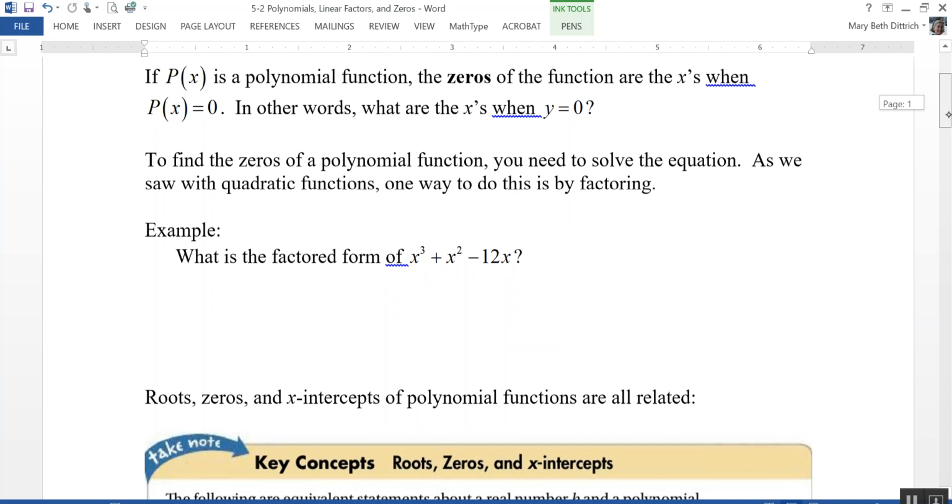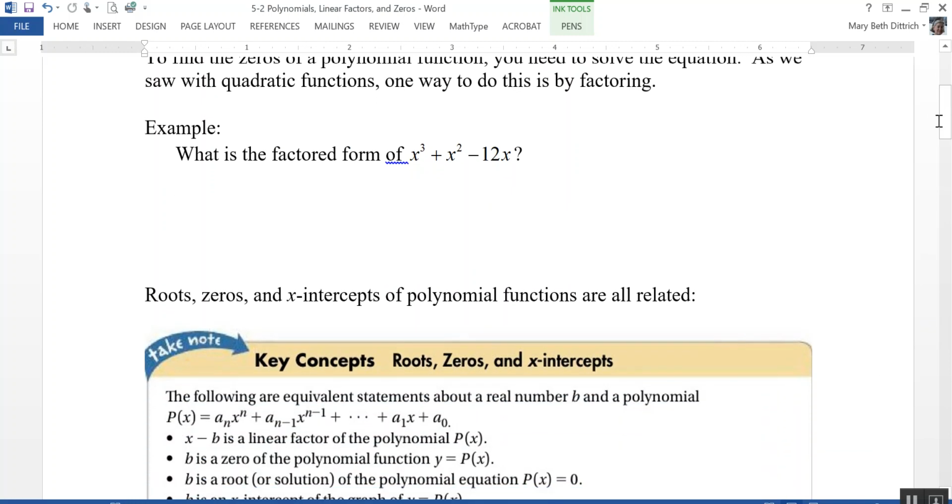So let's take a look at our first example here. It says, what is the factored form of x cubed plus x squared minus 12x? The first thing I'm noticing is I have a greatest common factor of x that I could take out. That's going to leave me with x squared plus x minus 12. And then the trinomial in the parentheses will factor into x plus 4, x minus 3. So that's the factored form.